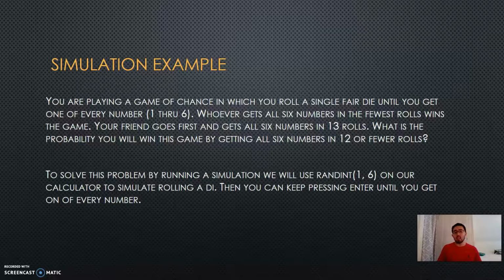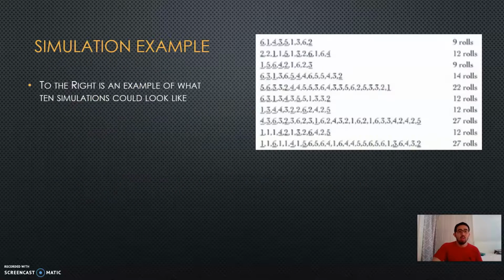But we can actually run a simulation, simulating rolling a die by using randint on our calculator. So if we were to do the simulation, the simulation is here. This is a chance process, right? So I have 10 times that I ran the simulation. One time it took 9 rolls. One time it took 12 rolls. One time it took 9 rolls before I rolled every number on my die.